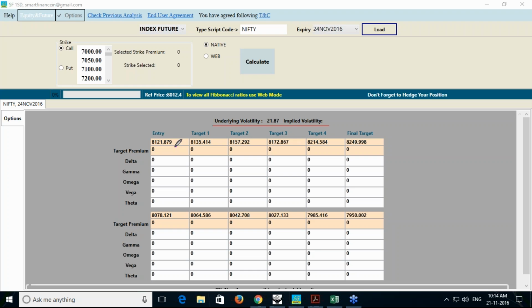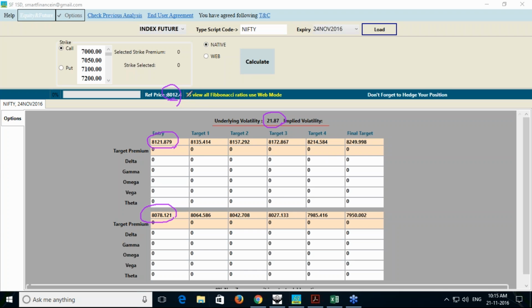Yes, Nifty 8,122 above is uptrend, 8078 below is downtrend. This is the trend analysis you have done. You have not selected any strike, you have not chosen what you have to trade here. And the volatility of Nifty is now at 21.87. This is the volatility of Nifty, Nifty uptrend, Nifty downtrend. These are the calculations we got. So we have achieved a couple of targets, that's why we are getting these things.